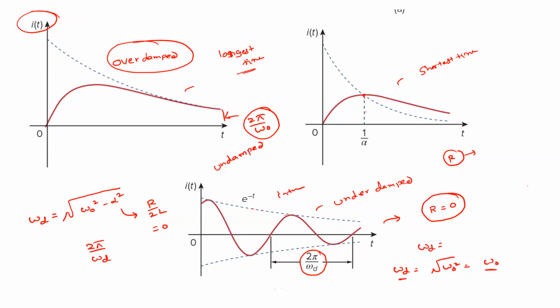So the overdamped case requires the longest time, and undamped, it will be infinity? No, sir, in the case of undamped, we are discussing the practical steady state value. In one of the classes we discussed it: after 5 time constants, practically you will get a 0 value.